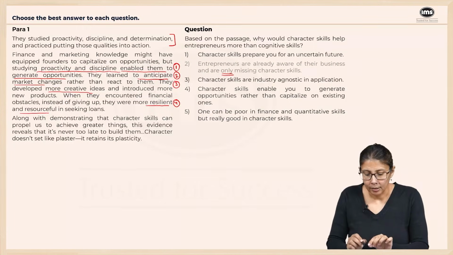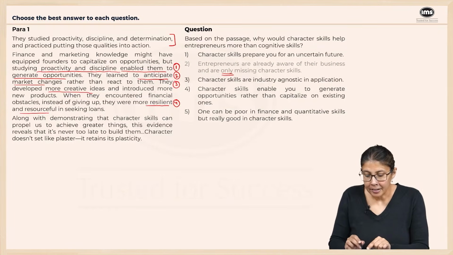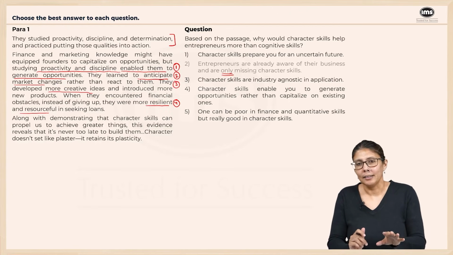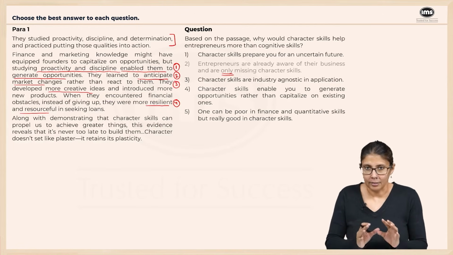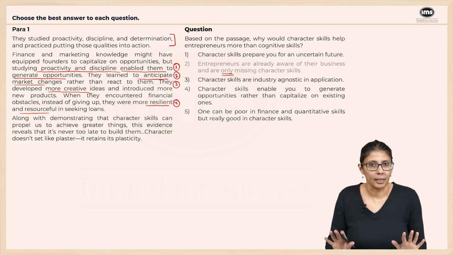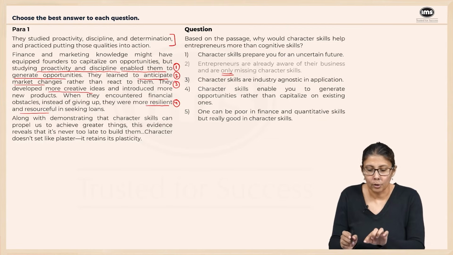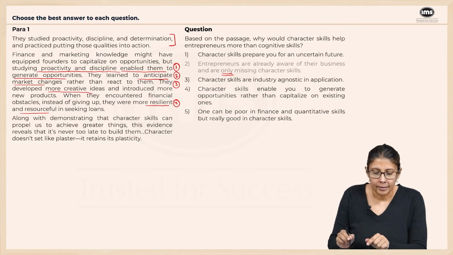Now option 3 also was a good candidate. Character skills are industry agnostic in application. Now you don't see it in the text here, but if you look at the very beginning of the passage, it tells you that these entrepreneurs were taken from many different types of industries. So yes, in a way the character skills that they learned seem to be working across industries. That's true. But the question is not asking you that. It is asking you, why would character skills help more than cognitive skills?